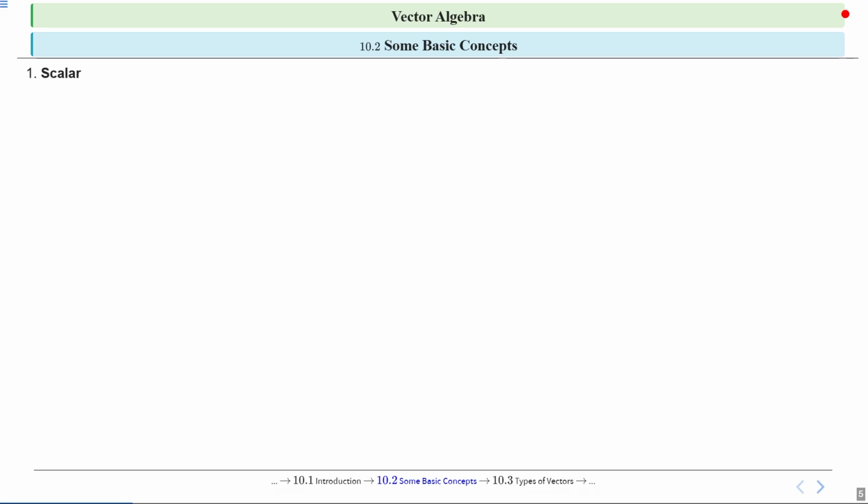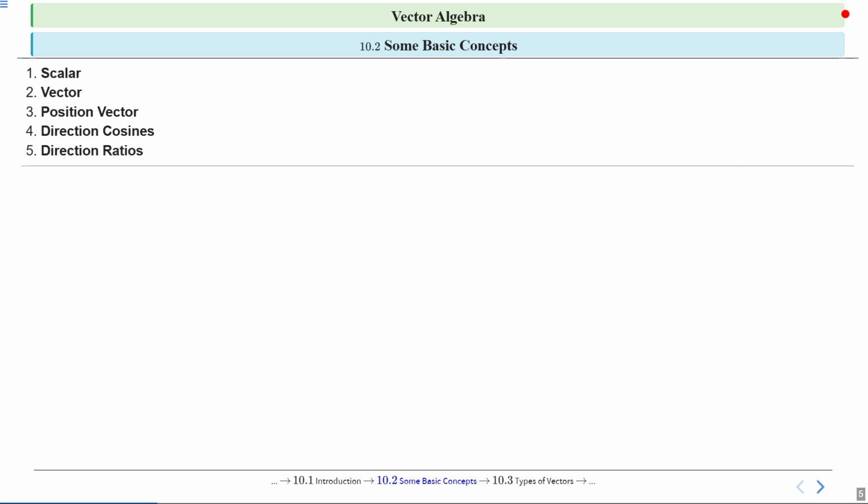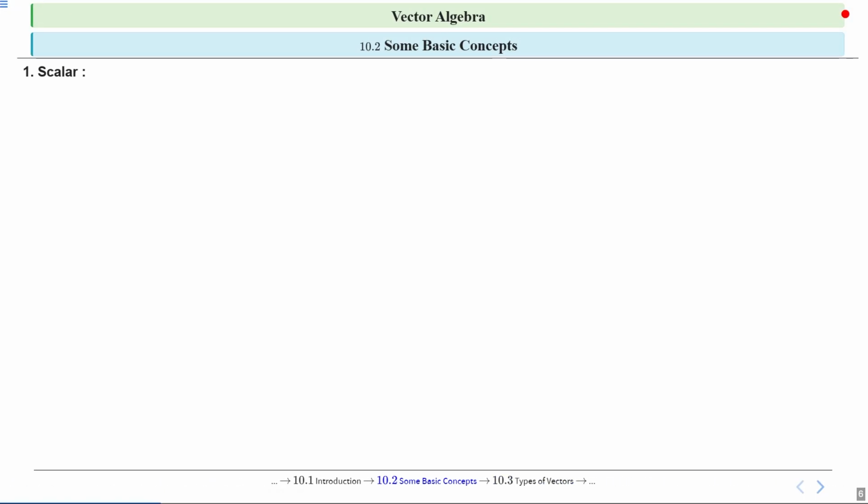First, scalar. What is scalar? After that, we will see vector. We will see position vector. After that, we will see direction cosines. We will see direction ratios. Right. So first, let's see scalar.